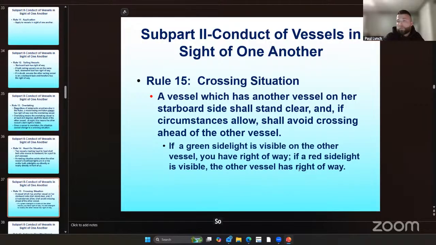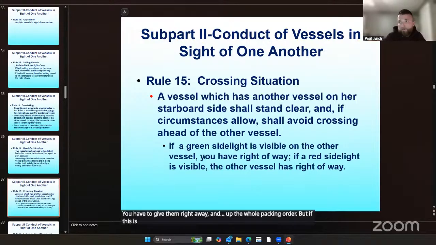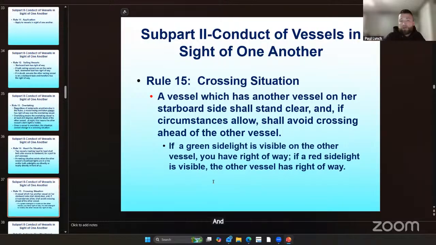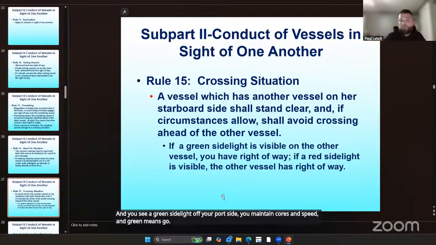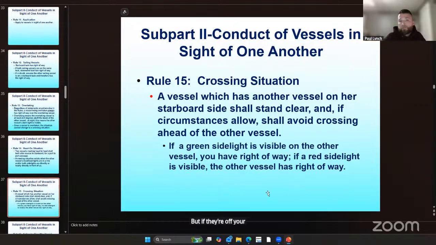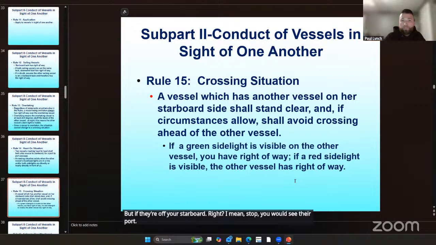So now, the pecking order is different, right? If you're a power driven vessel and you see a sailing vessel, it doesn't matter if they're coming from your port or starboard. You have to give them the right of way, and so on up the whole pecking order. But if this is two power driven vessels in this situation right now, and you see a green side light off your port side, you maintain course and speed, and green means go. But if they're off your starboard, red means stop. You would see their port side light.